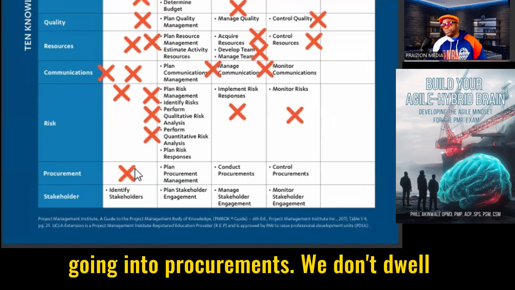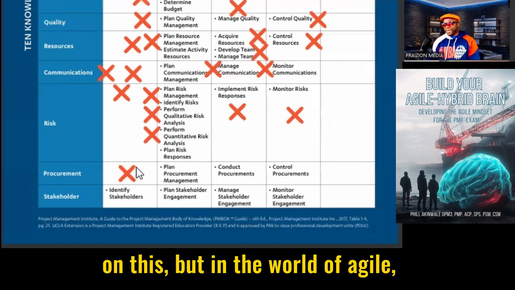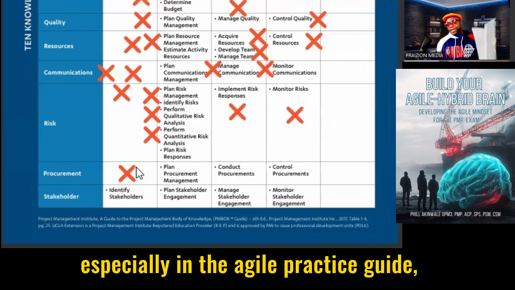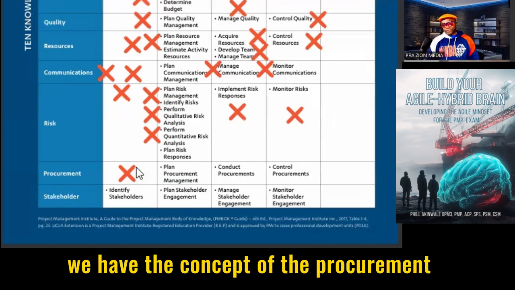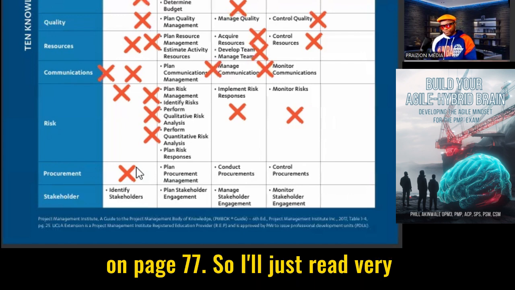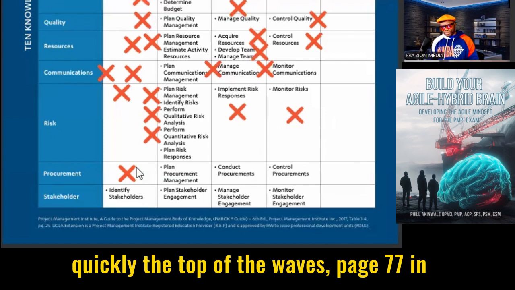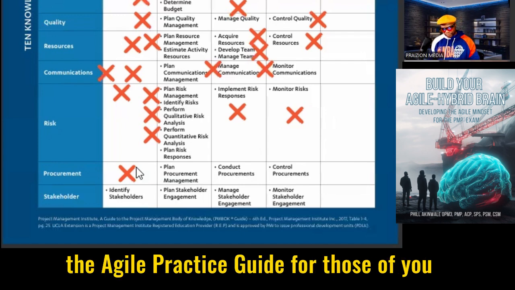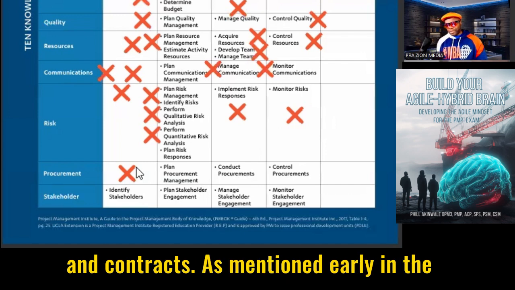Going into procurement, we don't dwell on this, but in the world of Agile, especially in the Agile Practice Guide, we have the concept of the procurement aspects, flexible contract types. This is on page 77. So I'll just read very quickly the top of the page, page 77 in the Agile Practice Guide for those of you getting ready. So it says procurements and contracts.